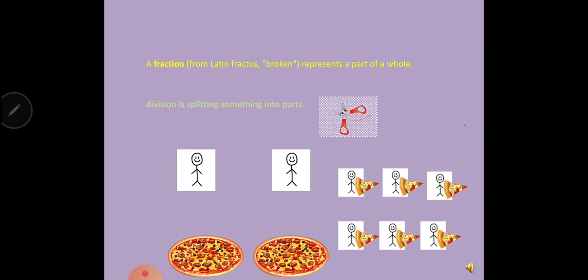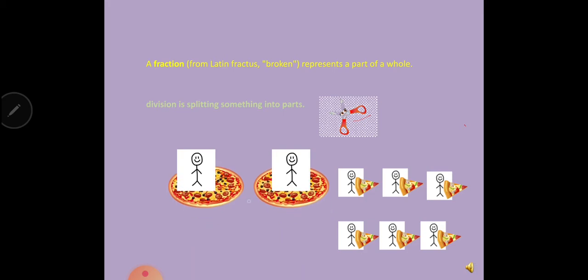What does that mean? Listen carefully. If I have two pizzas and I want to share with two people, okay, so what I will do, I will divide by two, so each one will take one, right? So this is division. And look at them, each one of them takes a whole pizza, one whole.